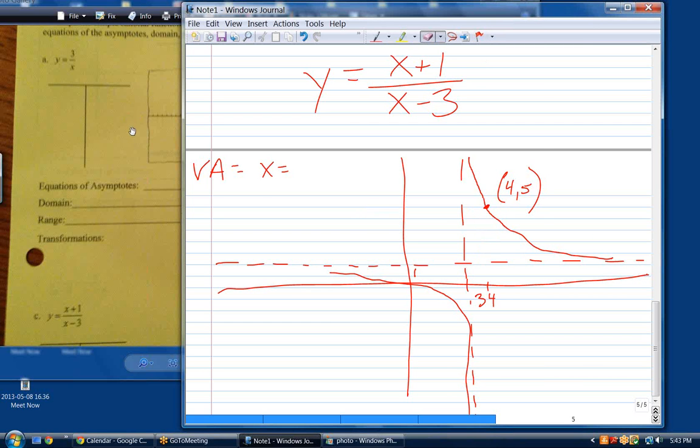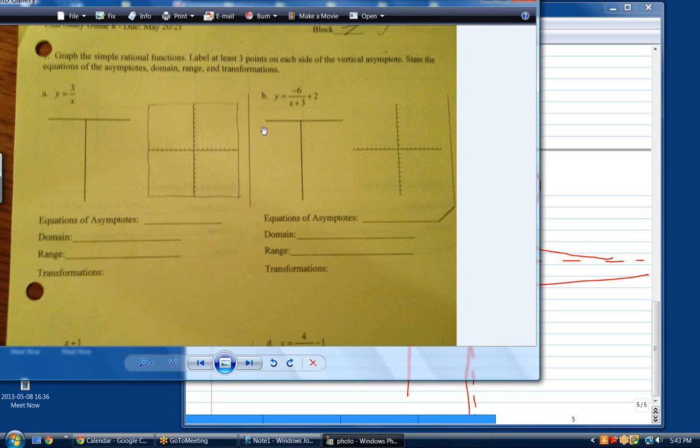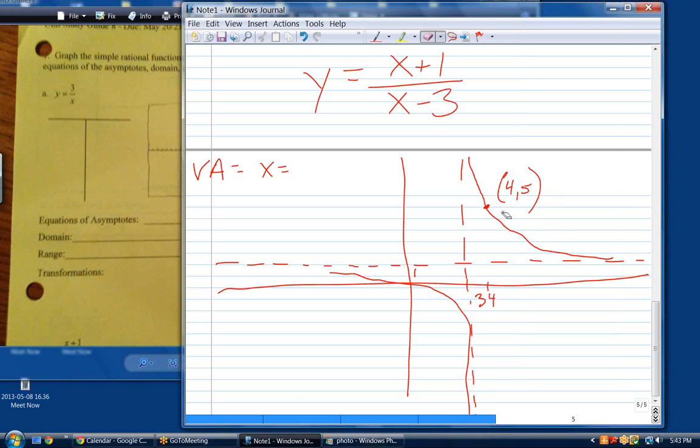So to answer the question where she wants 3 points, we still need to find 3 more points. But I'm going to let you do that, just because we don't need to be spending our time doing that.